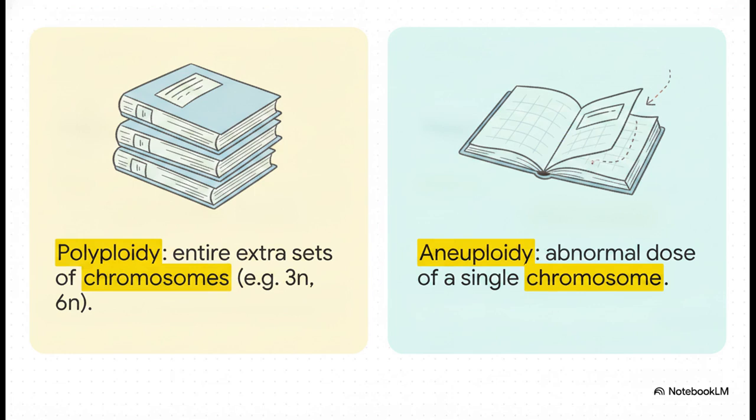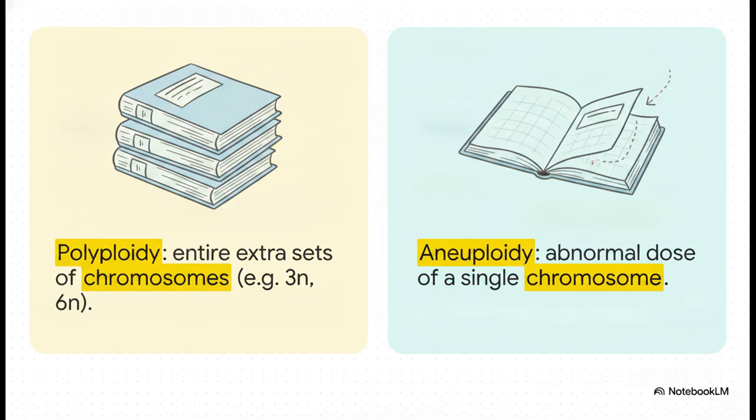But what happens when things don't go to plan and that established dosage is disrupted? Well, sometimes the number of chromosome sets deviates from the standard diploid number, and that can drastically alter the resulting phenotype. To understand these deviations, we have to differentiate between two major genetic conditions. Polyploidy is when an organism possesses entirely extra sets of all its chromosomes. Think of it as copying the entire blueprint manual multiple times over, giving you 3N, 6N, or even 8N cells.